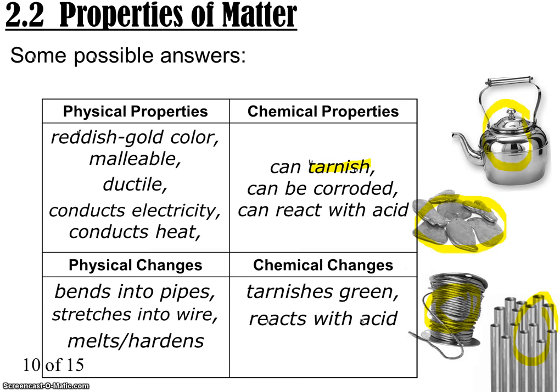Now, if it actually undergoes any of those reactions, then that would be a chemical change. So copper has the property that it can tarnish. If it does in fact tarnish to become green, that is a chemical change that the copper has undergone. Copper has the property that it can react with an acid. If it does in fact react with acid, that will be a chemical change because it will have turned the copper into a new substance.